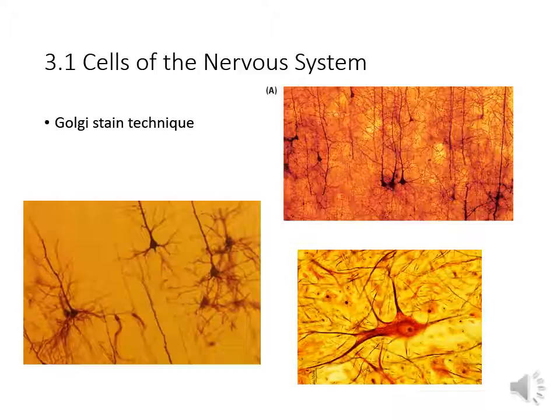This isn't required information, but Golgi, the guy from the debate in the 1900s, came up with a staining technique that you might see when you look up pictures of neurons. It's this kind of beautiful amber color.